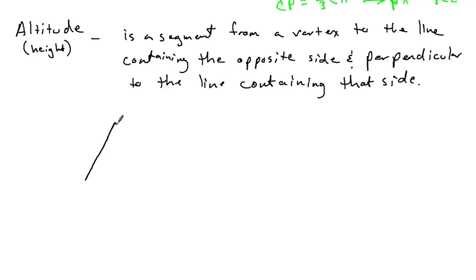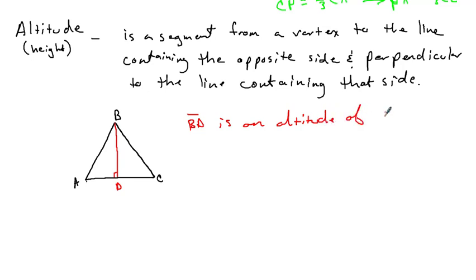So quick picture. So A, B, C. And we said that the altitude is a segment from a vertex to the line containing the opposite side and perpendicular to the line containing that side. It's a fancy way of saying it's the height. Okay, so in our picture here, segment BD is an altitude of triangle ABC.